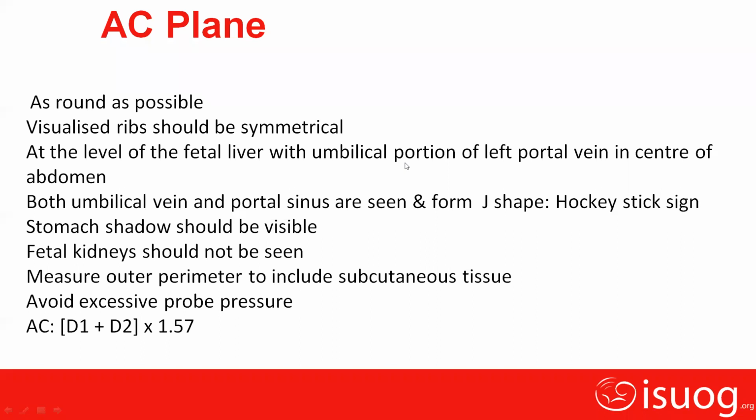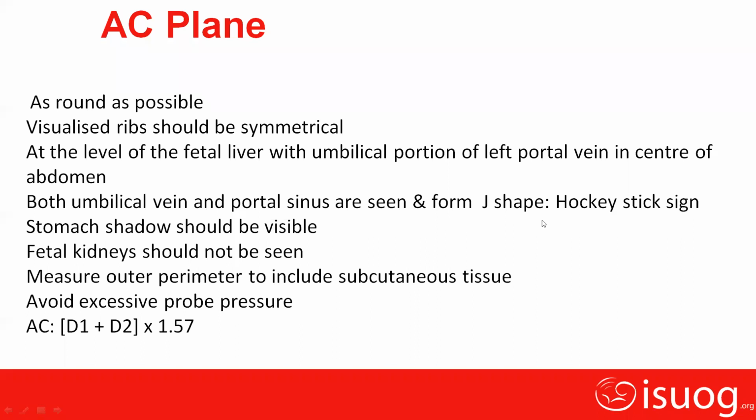Okay, madam, thank you. So it should be as round as possible, and the visualized portion of the ribs should be symmetrical. It should be measured at the level of the liver. Both the umbilical vein and the portal sinus are visible and they form a J shape. This is called the hockey stick sign. So hockey stick sign in the AC plane and arrow sign in the BPD plane. And the stomach ideally should be visible. Fetal kidneys and fetal urinary bladder we should not see in the AC plane. If we are seeing the fetal kidneys, it is not a proper AC plane.